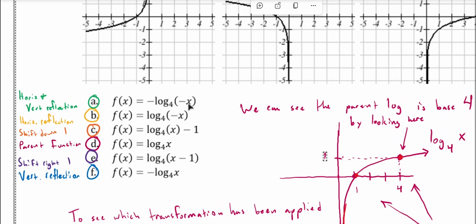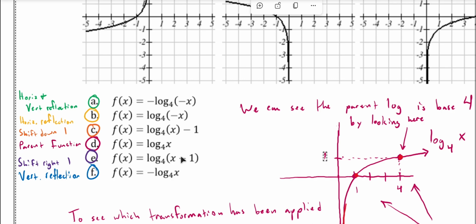The first one has a negative sign on the inside, multiplied against this x is a negative 1. That's going to tell us this is a horizontal reflection. And also there's a negative sign outside, which tells us that's a vertical reflection. Remember, that's a reflection over the y-axis and over the x-axis, respectively. This next one is just a horizontal reflection over the y-axis. This one has subtraction by 1 on the outside. So remember, subtraction or addition of a constant is going to shift it. We're on the outside and it's negative, so we're going to shift this down by 1.